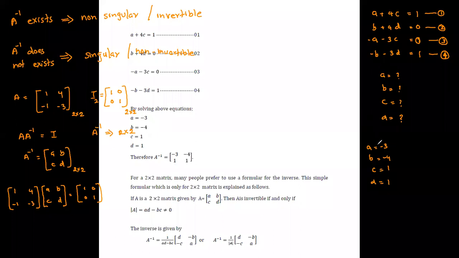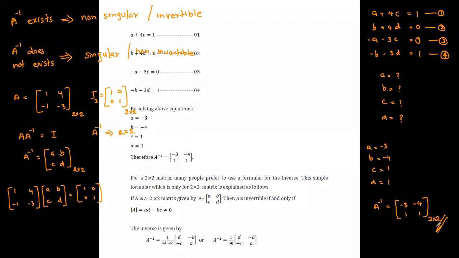Now we can include these four values inside the inverse matrix. Then A inverse equals the matrix a, b, c, d in the order given, which is a 2 by 2 matrix. This is how we obtain the inverse of a given matrix using the definition.